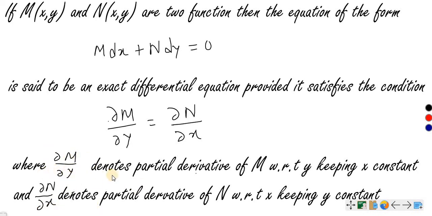That's why I have written that the partial derivative of M with respect to y denotes the partial derivative of M with respect to y keeping x constant. And similarly here I have written the same thing, where we have kept y constant. I hope this is clear to you.